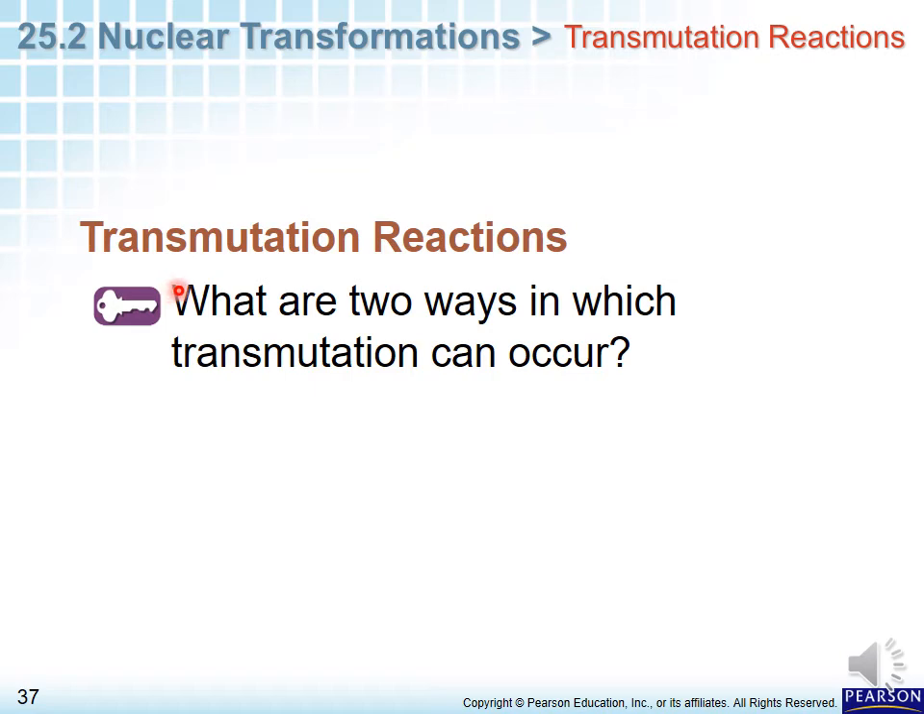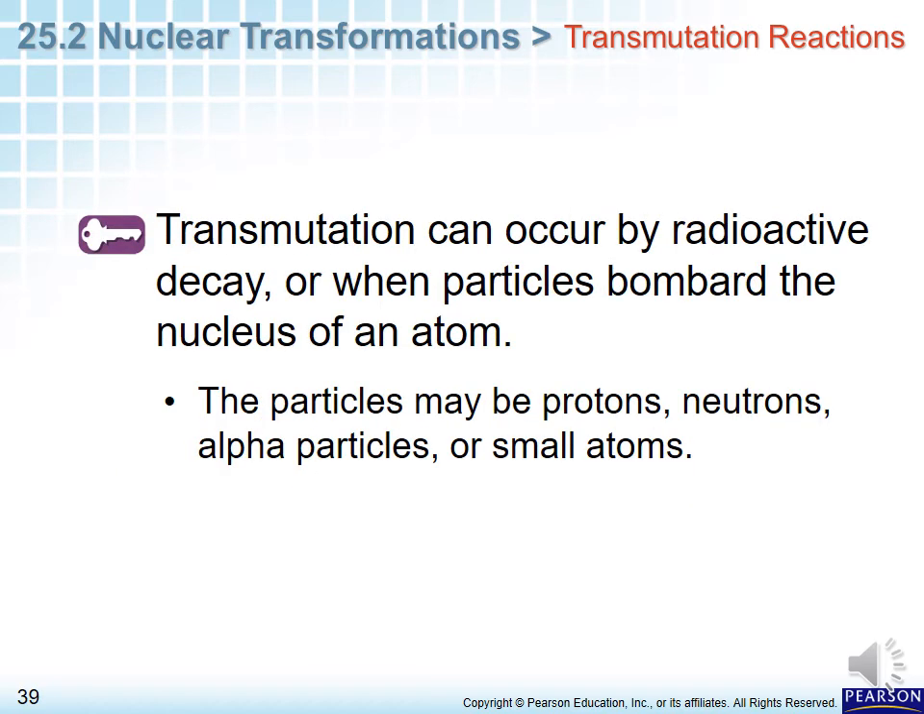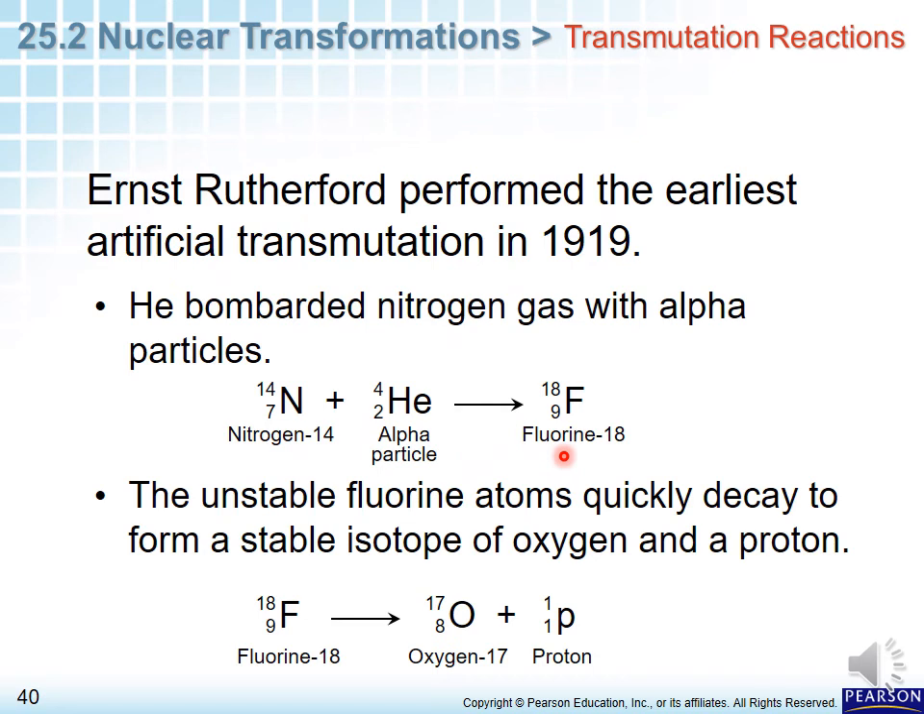Next topic, transmutation reactions. What are the 2 ways in which transmutation can occur? For thousands of years, alchemists tried to change lead into gold. Alchemists, Muslim scientists, what they wanted to achieve was transmutation, or the conversion of an atom of one element into an atom of another element. This transmutation can occur by radioactive decay or when particles bombard the nucleus of an atom. The particles may be protons, neutrons, alpha particles, or small atoms.